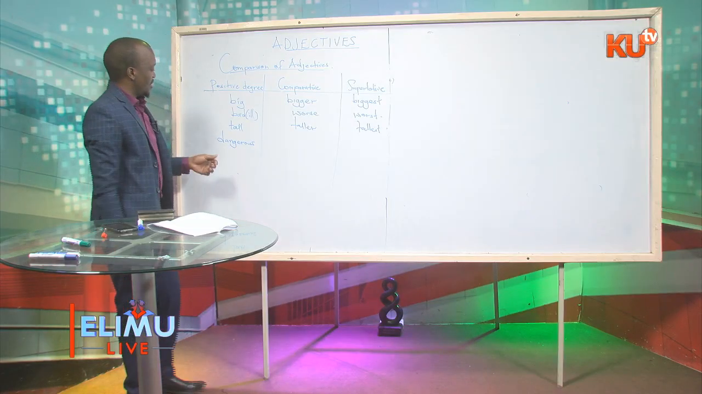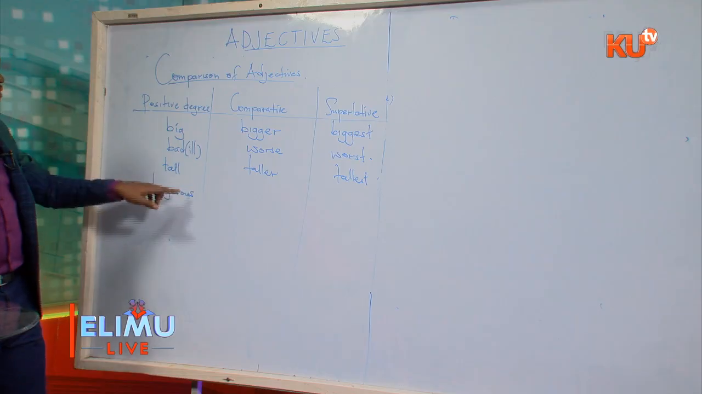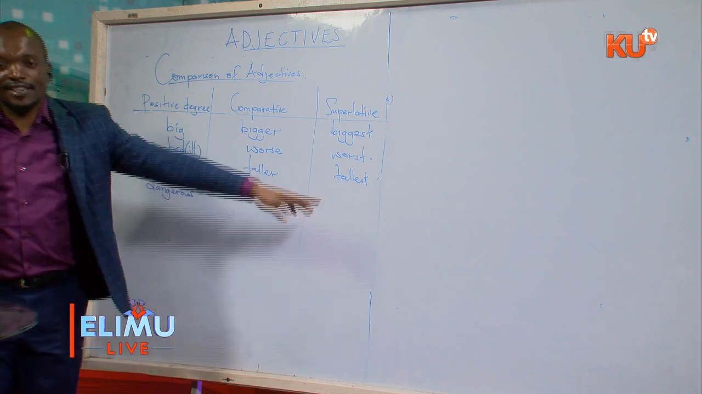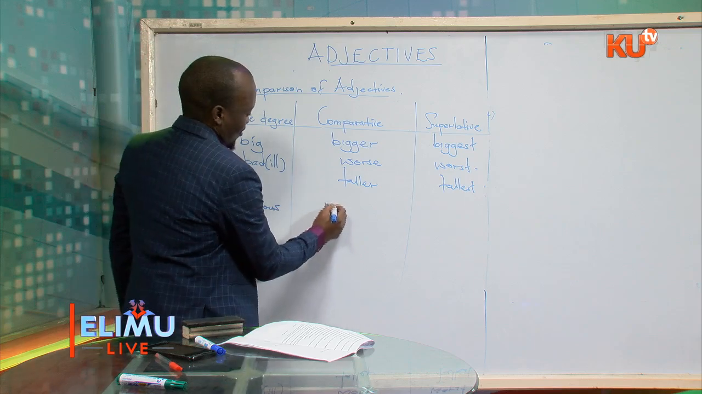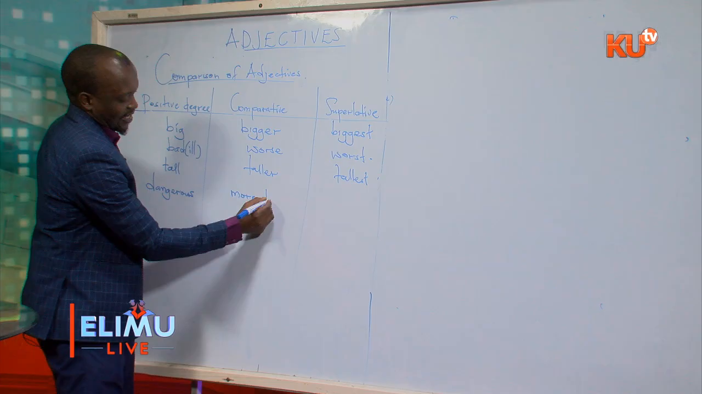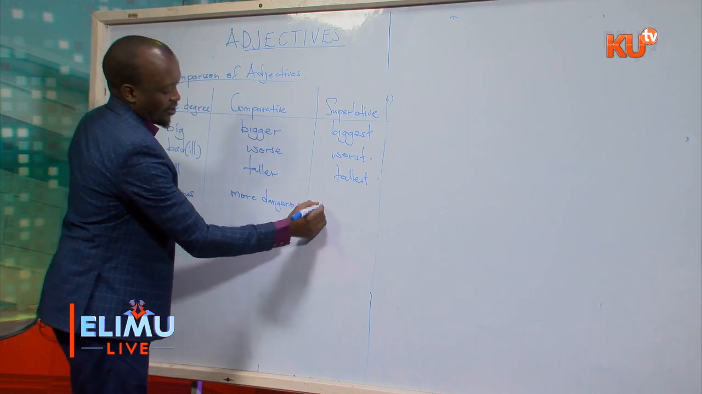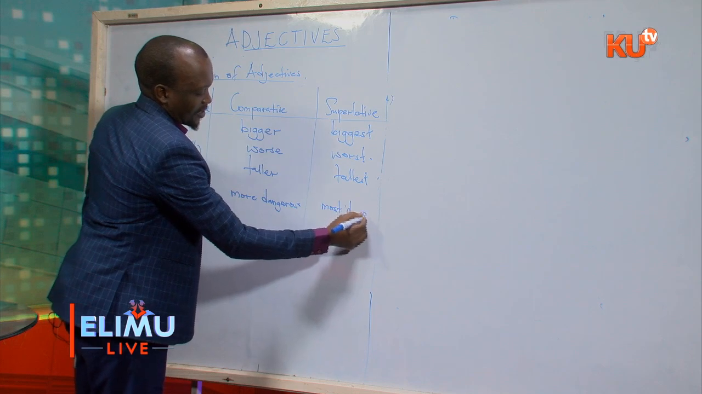We cannot say, I don't know how I'll say it here, but when we were to follow this pattern, you'll get somebody saying dangerouser, dangerousest. No, that is wrong. We say more dangerous, and we talk of most dangerous.